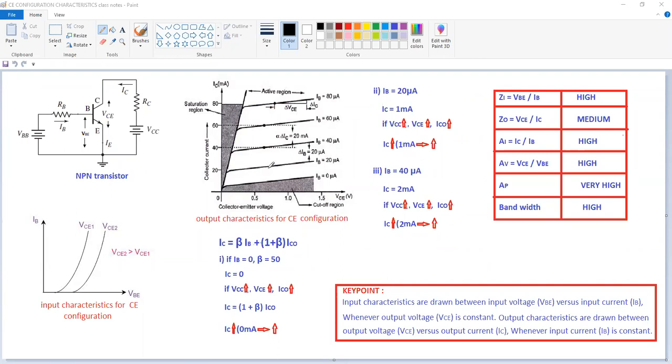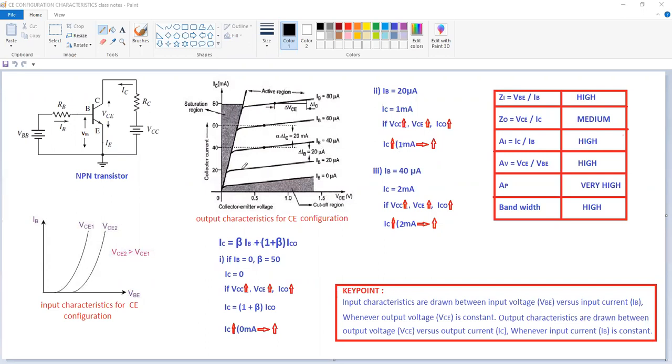After that, the remaining current is going to increase here. Now if you increase the output supply voltage VCC, because of this VCE is going to increase, and the reverse saturation current is going to increase as well. When you consider the total equation, the output current IC is going to increase from 1 milliamp to the remaining value.